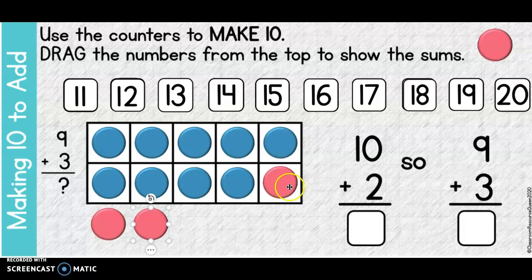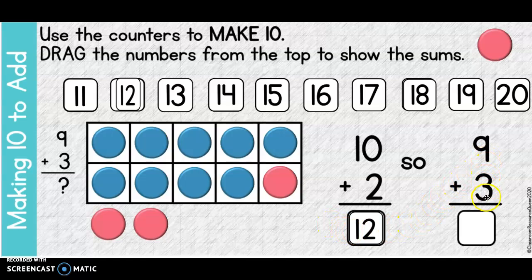When I added 1 more to this 10 frame, I got 10, didn't I? And then what was left? Just 2. So here I have a total of 10 plus 2. And I can easily see that 10 plus 2 is what? You got it. You know that. 10 plus 2 is 12. Love working with those friendly 10s.